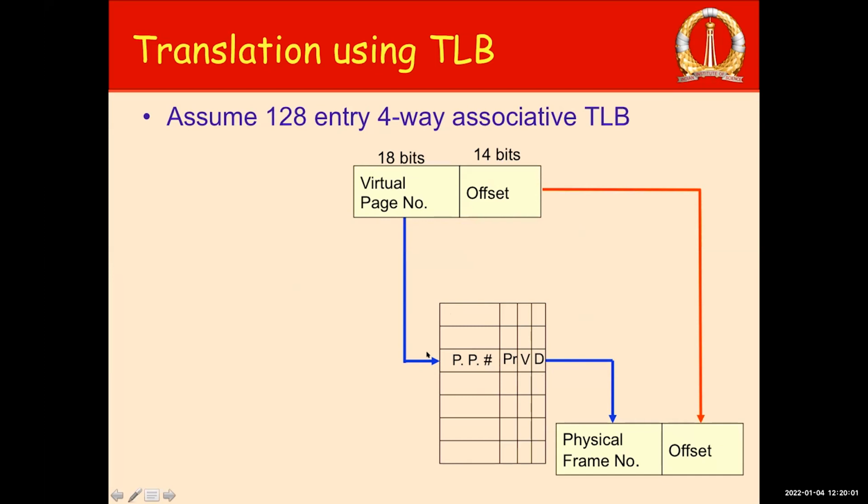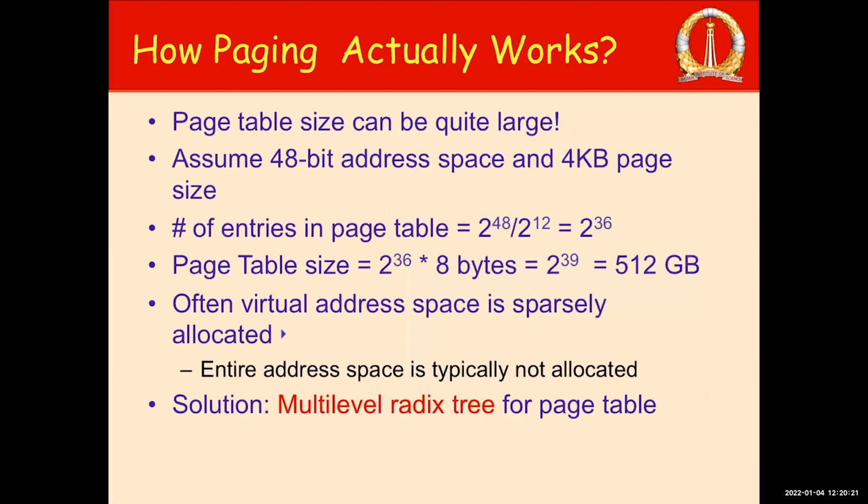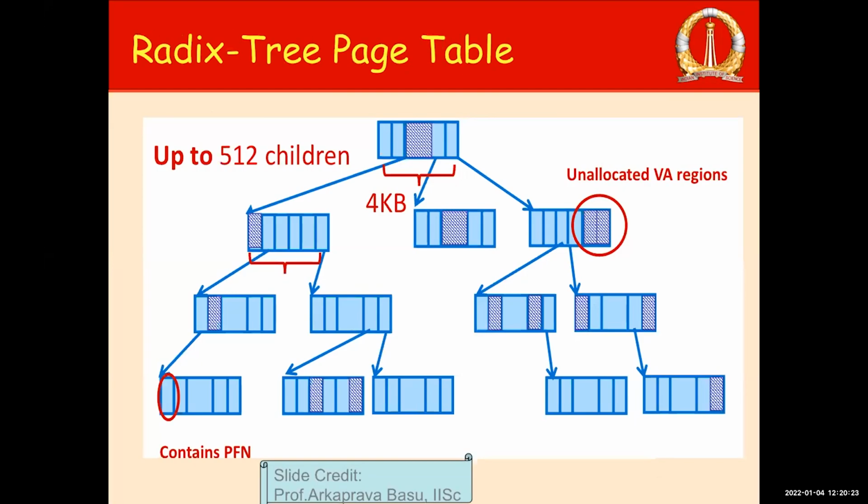Even if you have 18 bits, it's not going to be feasible, because that itself is very large. But if you have 48 bits, of which there are 36 bits of physical page number, to allocate this large a size and to allocate it contiguously is not feasible. Therefore, your only option is to implement this as a radix tree. And that is why you do this.